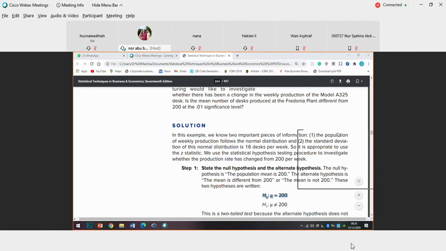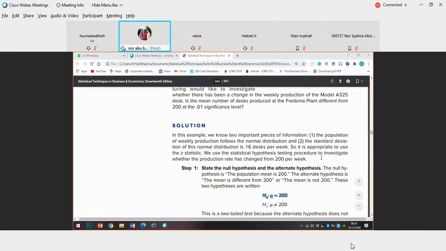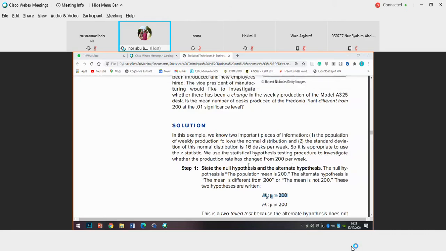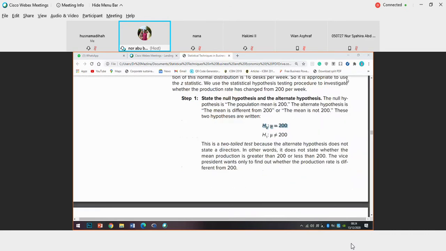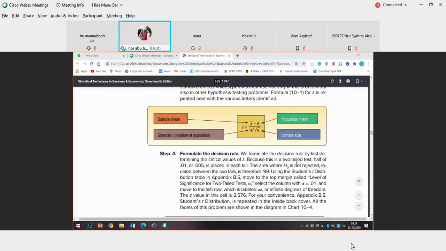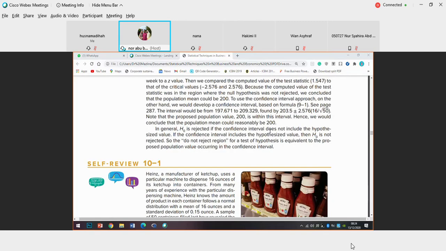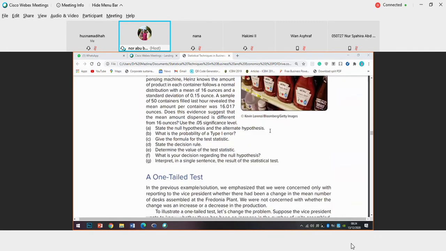Okay, saya harap awak boleh faham. Tapi kalau tak faham, I think awak boleh buat beberapa soalan dan insya-Allah awak akan faham nanti. Okay? Okay, don't worry too much about the p-value if you cannot understand it now.